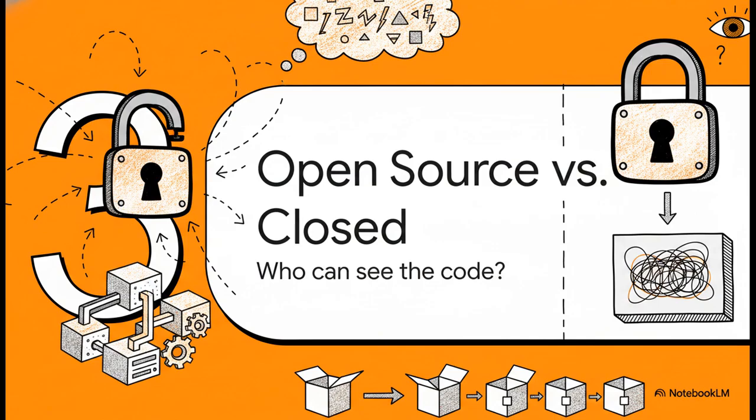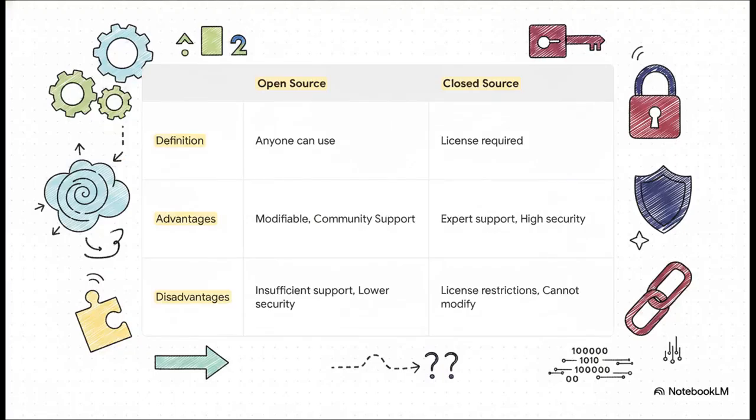Okay, so we know what software is and what it does. But let's talk about how it's actually made and shared. This brings us to a really big topic in the tech world, open source versus closed source. And honestly, the whole debate, the entire difference, it all comes down to one simple question. Who gets to see the source code? This table lays it all out pretty clearly.